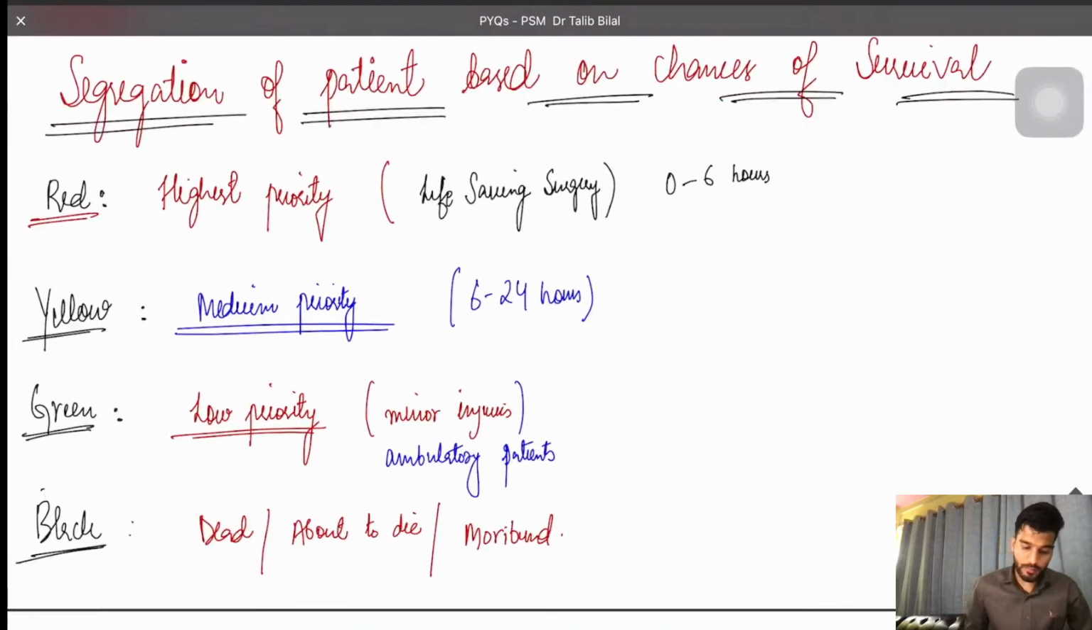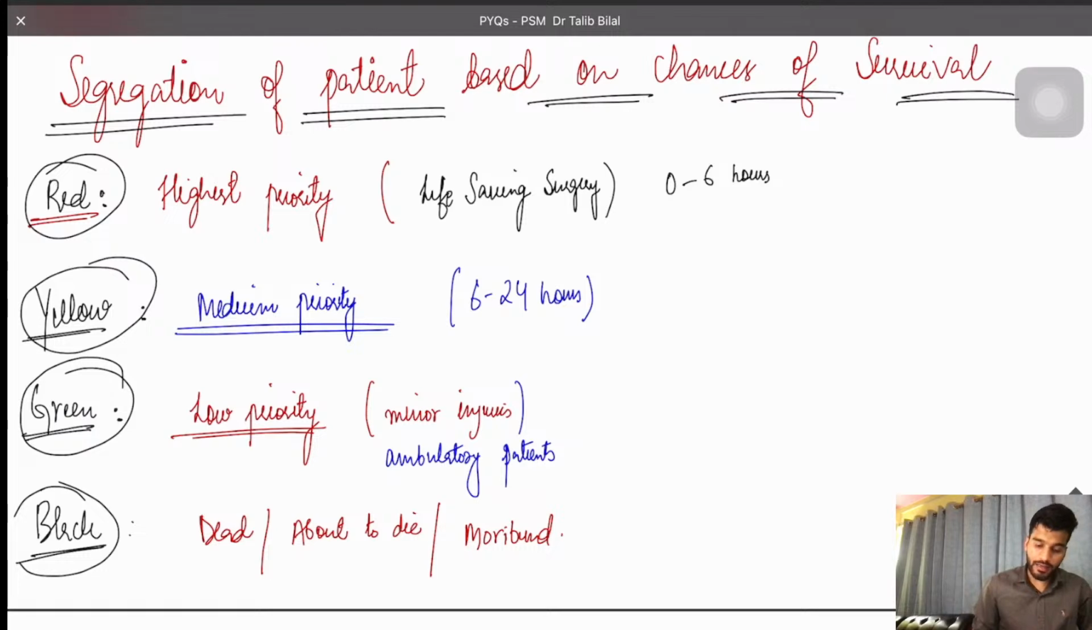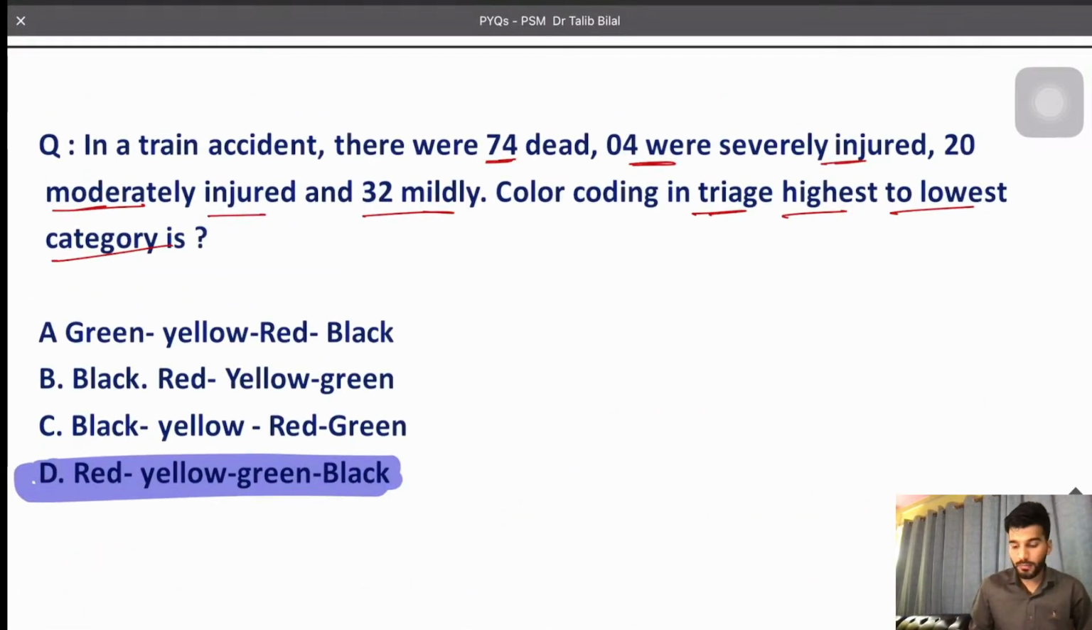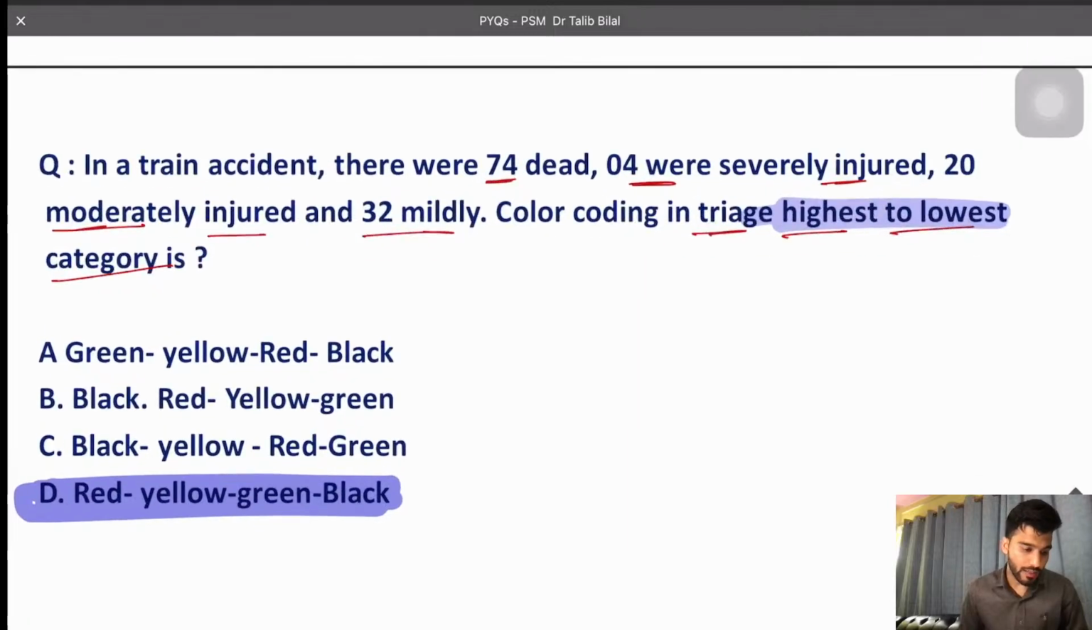So from highest to lowest, what will be the order? Red, yellow, green and black. So remember, sometimes the examiner can play, they will write lowest to highest. So remember, highest to lowest: red, yellow, green, black, and lowest to highest: black, green, yellow and red.